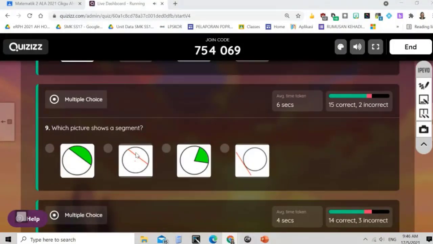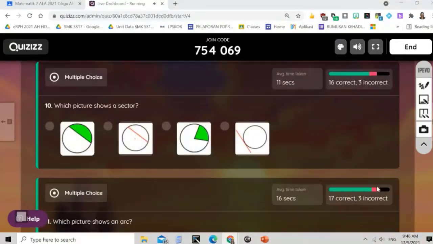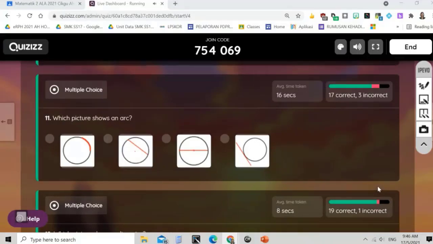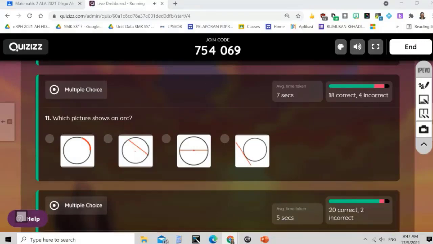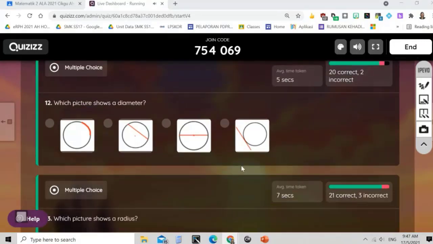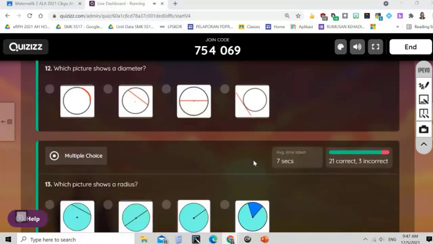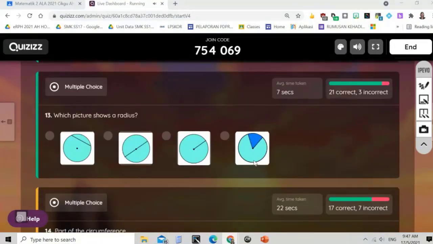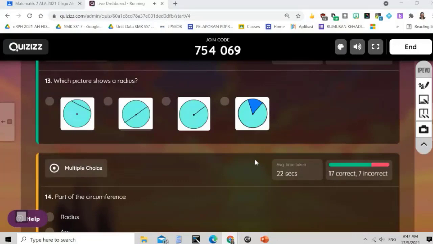Which picture shows a segment? Can I continue to 10? Yes. Okay, 10. Okay, 11. Patricia, okay? Who just joined? 31, suddenly 31. Okay, number 12, 3 more questions. Okay, 13. Still so many wrong, 7 incorrect. For the next questions, read the questions carefully and look at the choices carefully. Okay, number 14.